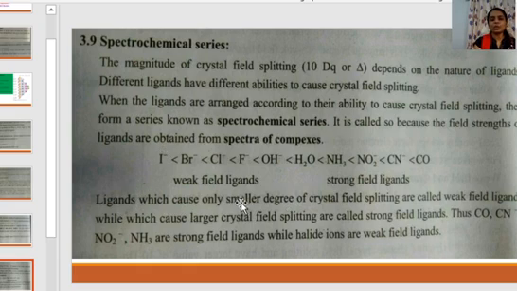Ligands which cause only a small degree of crystal field splitting are called weak field ligands. Ligands causing lesser splitting of orbitals are called weak field ligands, while those which cause larger crystal field splitting are called strong field ligands. These are the strong field ligands and cause very large splitting of orbitals, while halide ions are weak field.